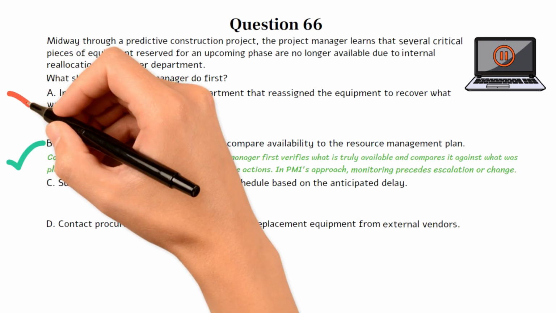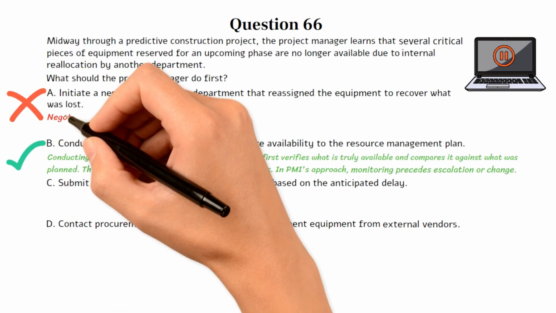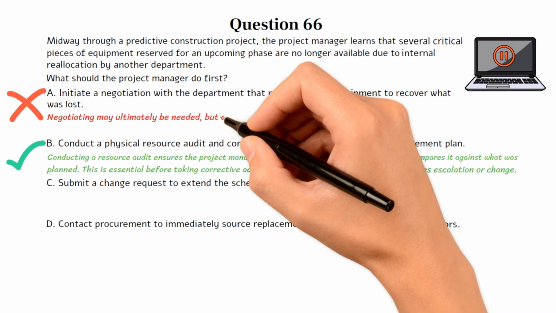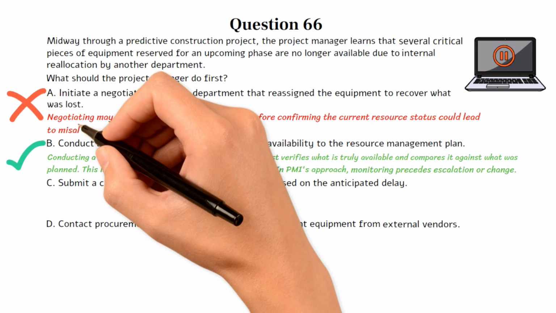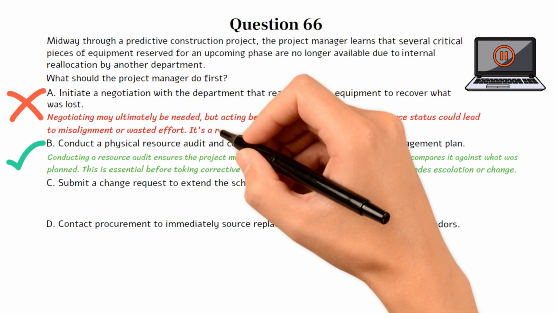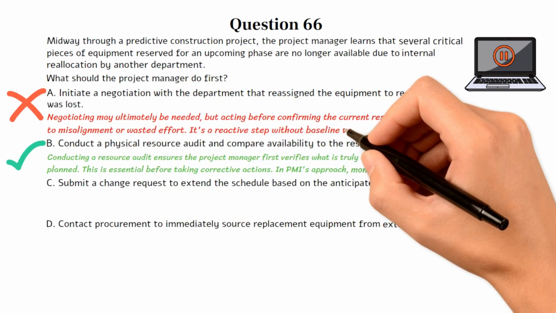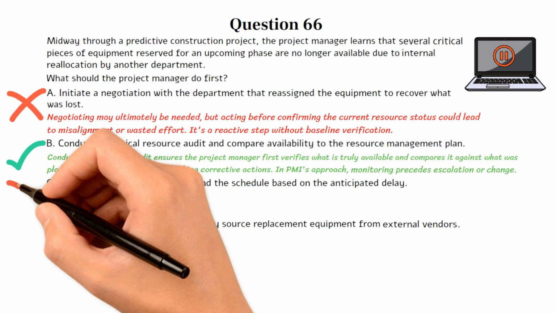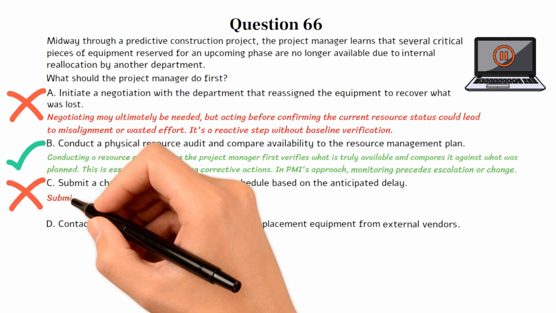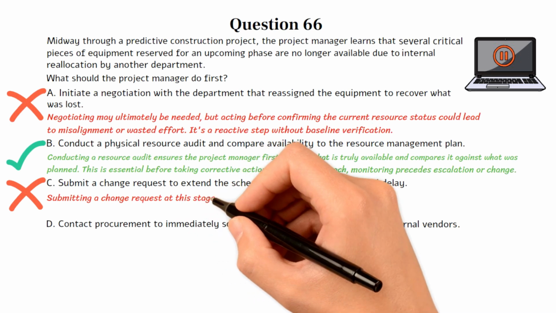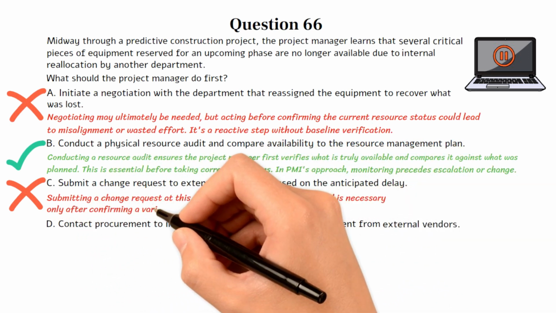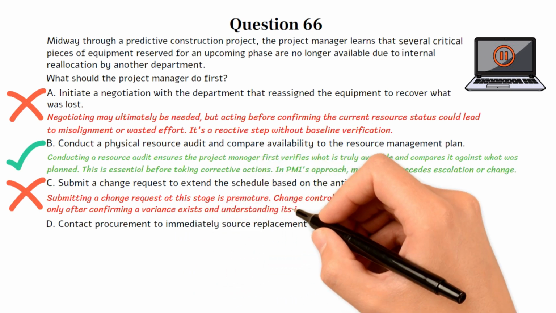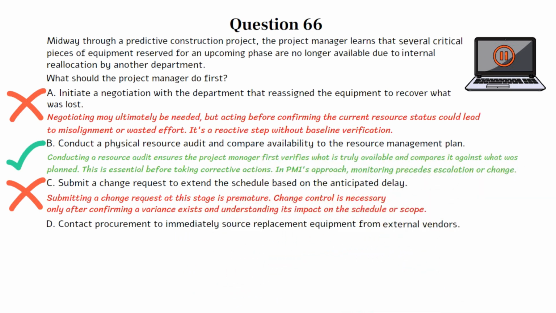Choice A is incorrect. Negotiating may ultimately be needed, but acting before confirming the current resource status could lead to misalignment or wasted effort. It's a reactive step without baseline verification. Choice C is incorrect. Submitting a change request at this stage is premature. Change control is necessary only after confirming a variance exists and understanding its impact on the schedule or scope.